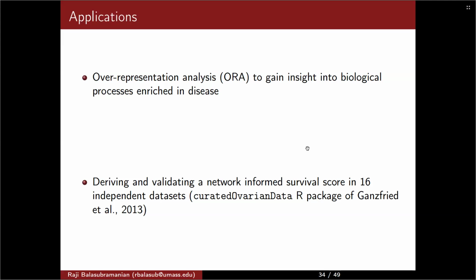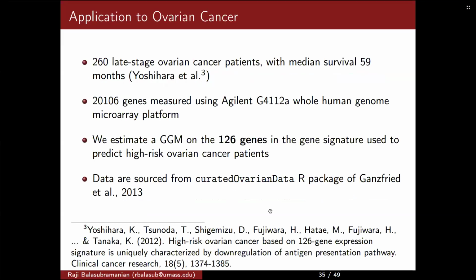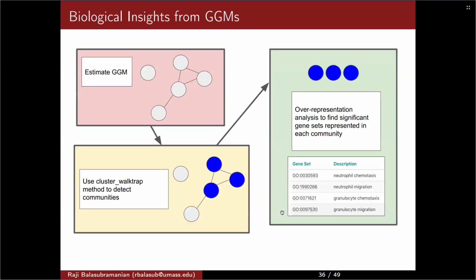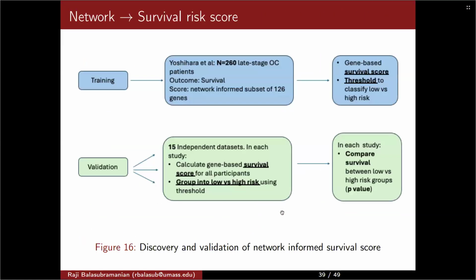The other thing that we both thought was really interesting is what if we take our network, use it to inform a prediction score, and then validate that score in completely independent data. And actually, we were able to do this in several independent data sets. So if you're looking for some high-dimensional data to play with, this is a really nice package that has 16 data sets from 16 studies, all on ovarian cancer cases. So let's see. I am going to skip ahead to this.